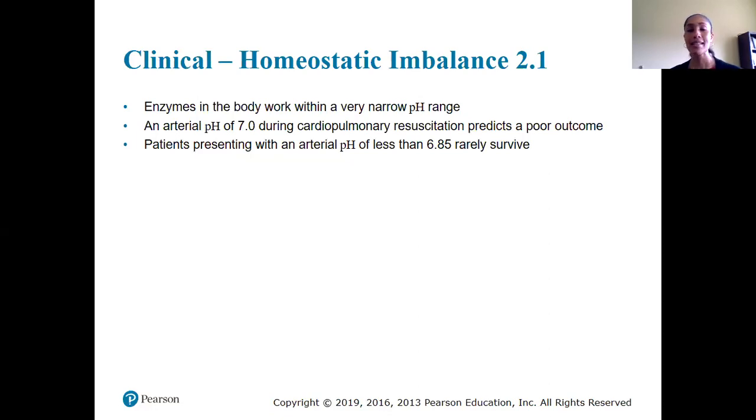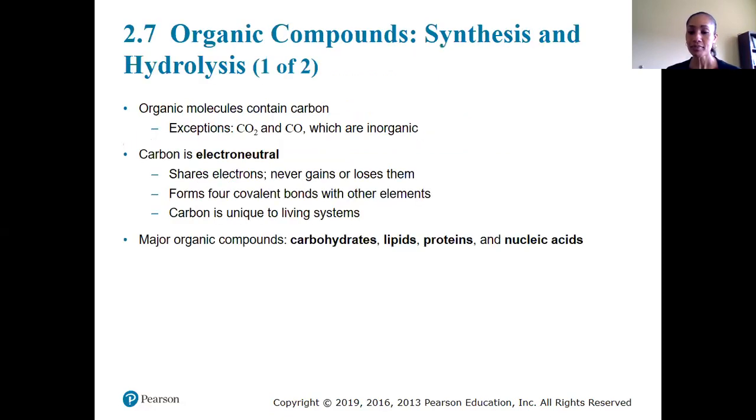When you think about it, let's say that person's average pH is 7.4 and their pH declines to a 7. That may not sound like a huge difference, but it's really hard for patients to come back from that low of a pH. If their pH were to drop to 6.85 or lower, those patients rarely survive. And that's because it really does affect the enzymes' capability to work.